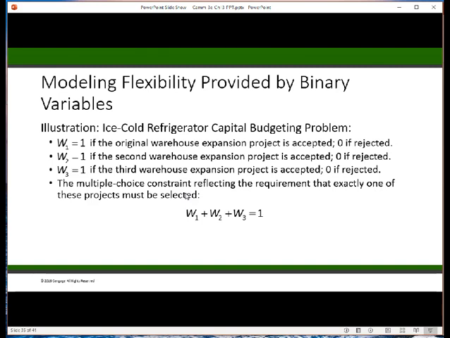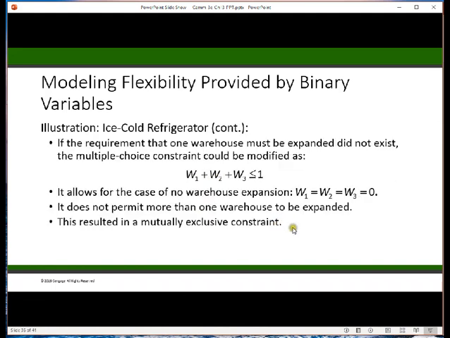1 if it's accepted, and 0 if it's rejected. And then the multiple choice constraint reflecting that requirement would be W1 plus W2 plus W3 equals 1. So what that's telling Solver is if it sets one of these to 1, the other 2 have to be 0. So that way we can only select one of these projects. So that's how we add in a multiple choice constraint.